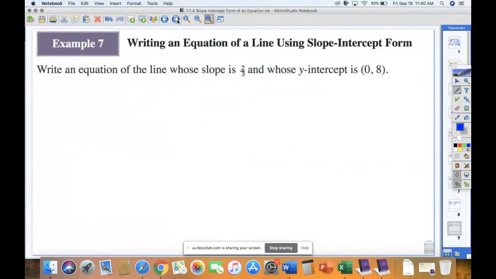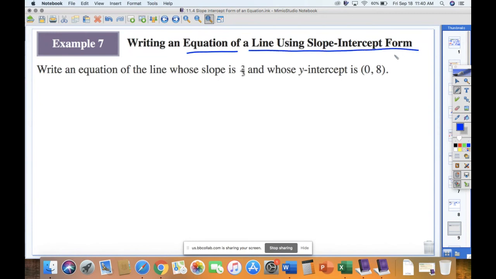All right, last slide here. Write an equation of the line whose slope is 2 thirds and whose y-intercept is 0, 8. I guess I got one more slide. I lied to you. We got a slide after this. Two more problems will be done in 10 minutes. Write an equation of the line whose slope is 2 thirds and whose y-intercept is 0, 8. So we're going to write an equation.